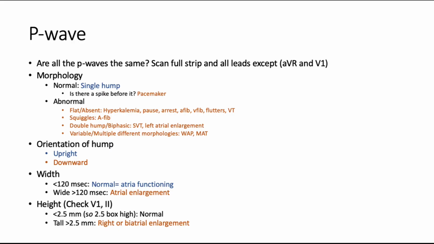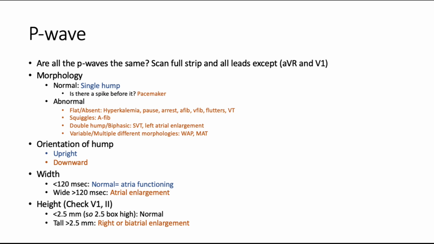Now moving on to the P waves, this is where we are kind of transitioning into the waves and segments portion of reading an EKG. So first you're going to go to the P wave, right? Because that's where it should originate. That's where the atria fires and determines the conduction throughout the rest of the EKG.